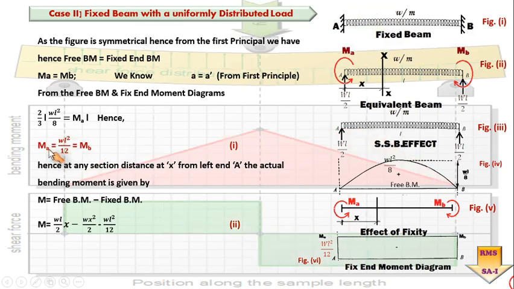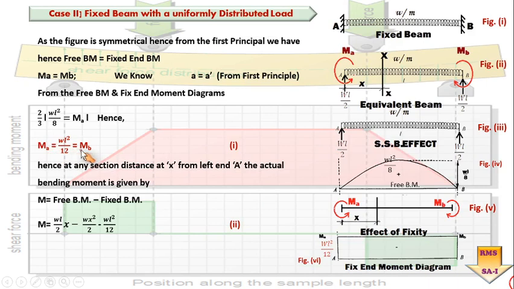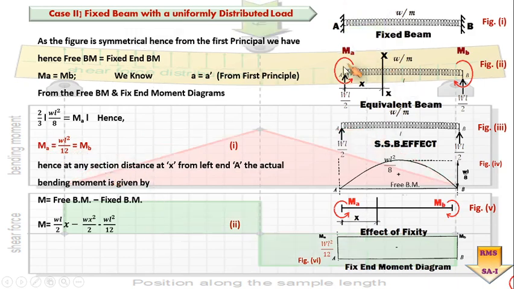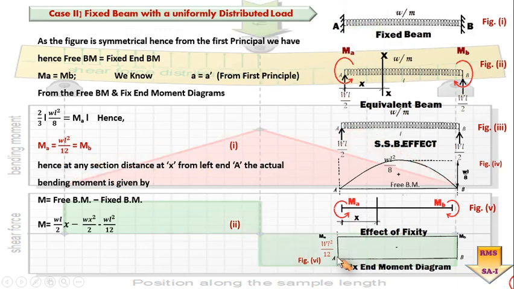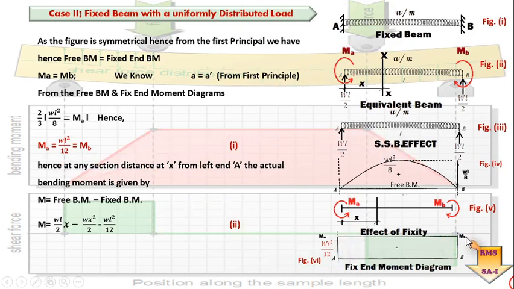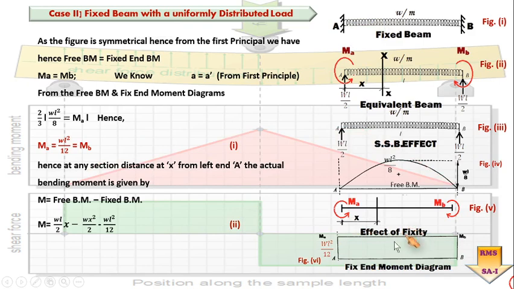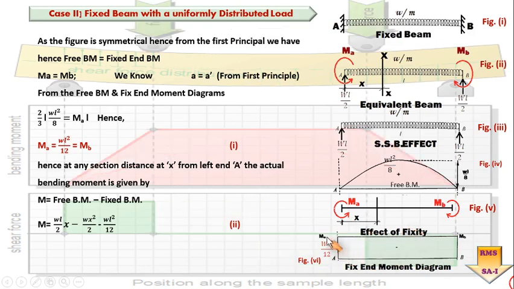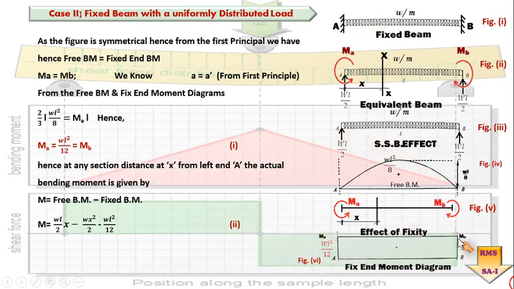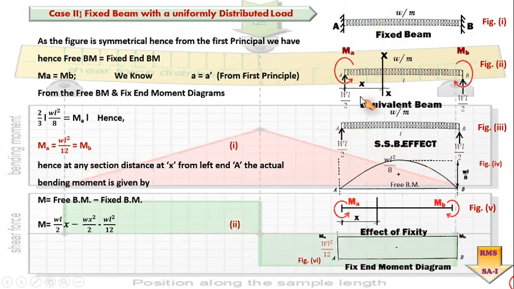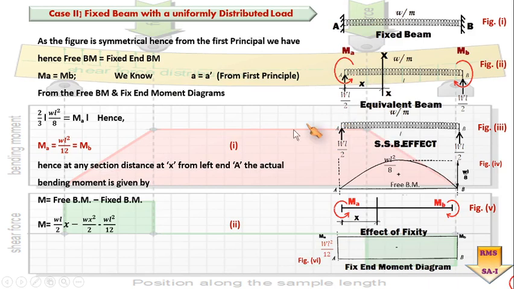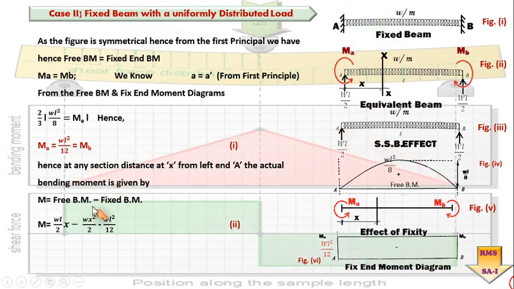Is it okay? Now I have shown it here equal to MB because this is a symmetrical figure. So MA should be equal to MB, and that is why I have shown this figure as a rectangular figure, because I knew MA will be equal to MB due to the symmetry of this particular figure. Now going beyond that, I know that I have to find out the slopes and deflection.